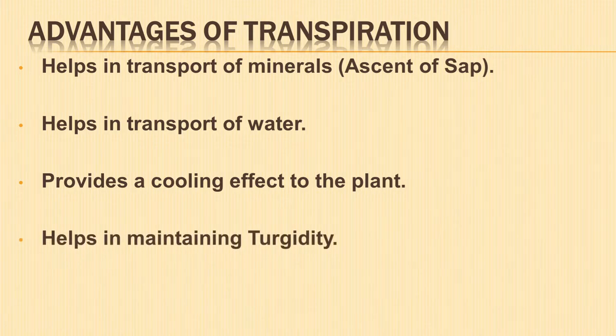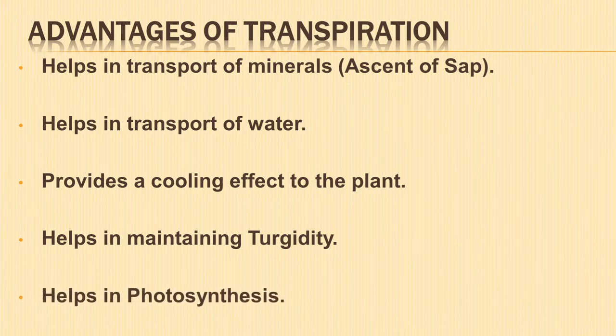Cooling effect. Transpiration gives a cooling effect to the plant by lowering the temperature through evaporation of water. Maintains turgidity. Transpiration maintains the shape and structure of plant parts by keeping the cells turgid. Helps in photosynthesis. Transpiration supplies water for photosynthesis and is also responsible for the opening of stomata, which lets in carbon dioxide from the atmosphere inside the leaf for photosynthesis.